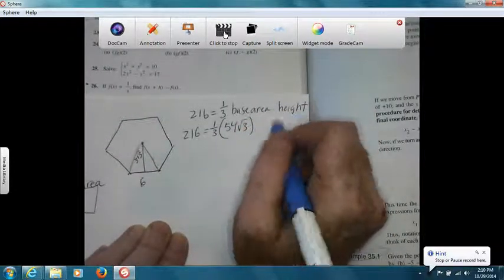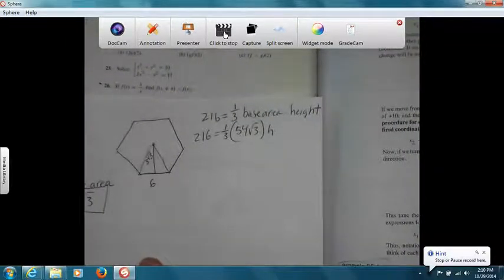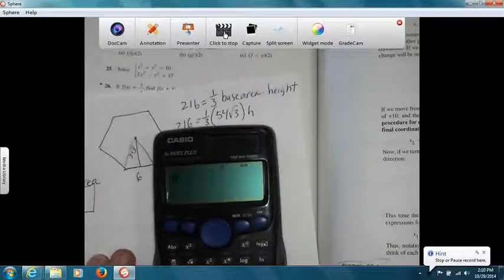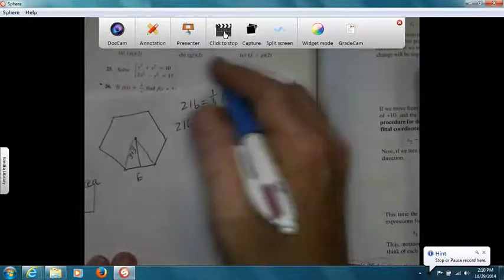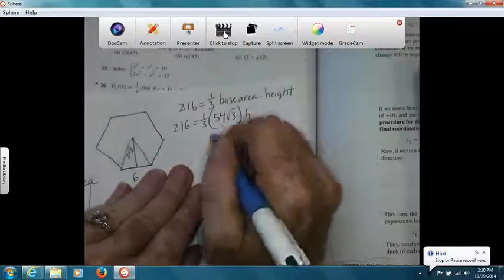I don't know what the height is, but I can figure it out using some algebra. First, what is 1/3 of 54? I think it's 18. Let me check that: 54 divided by 3 is 18. I just wanted to check, because if I mess up now, then I'll have something messed up through the whole thing. So it's going to be 18 root 3 times height is equal to 216.